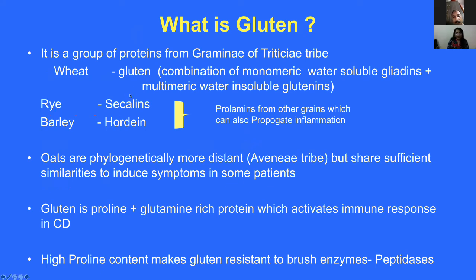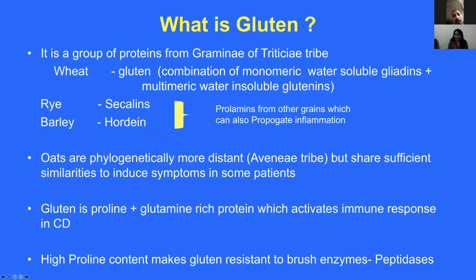Basically, this is a protein derived from the Gramineae or Triticeae tribe. Wheat contains gluten, which is a combination of monomeric water-soluble gliadin and multimeric water-insoluble glutenin. In rye, the component is known as secalin. In barley, it is known as hordein. All these contain prolamins, as do other grains, which also propagate inflammation.